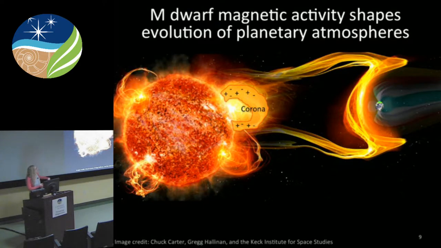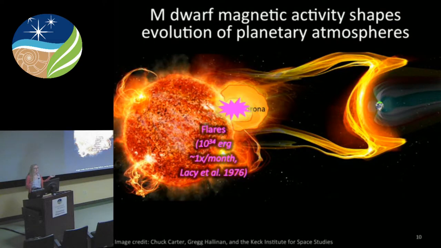So here's an illustration of some material. The corona of the Sun or a star is at a few million degrees. It's ionized material confined by the star's magnetic field. And if the star has a strong magnetic field and a lot of flares, it has a lot of this coronal gas too. Now, M dwarfs are known to produce some really spectacularly energetic flares.